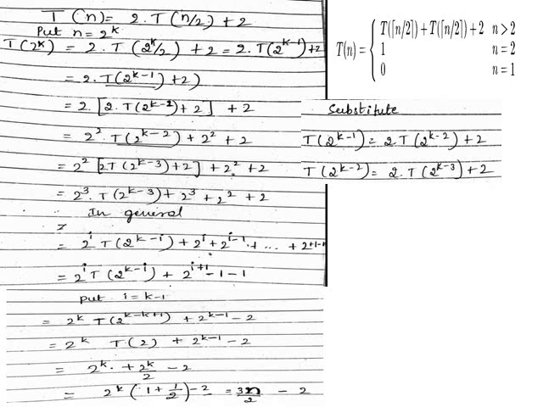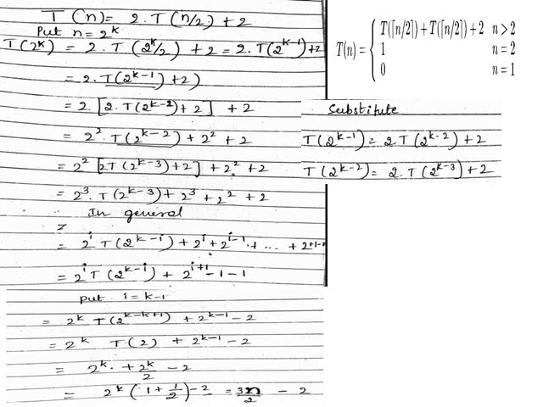T of n is equal to 2 into T of n by 2 plus 2. We have to put n is equal to 2 to the power of k, because here the array is getting divided. So to solve this easily we can put n is equal to 2 to the power of k. Then it becomes T of 2 to the power of k, which is equal to 2 into T of 2 to the power of k divided by 2 plus 2, which is nothing but 2 into T of 2 to the power of k minus 1 plus 2.